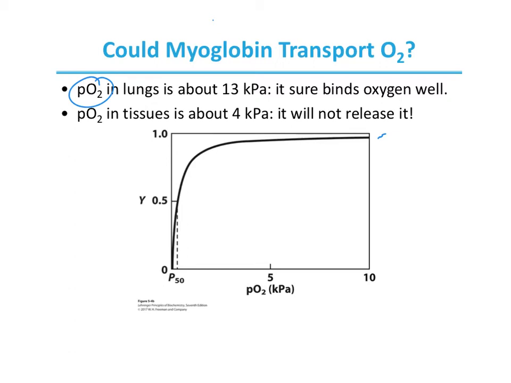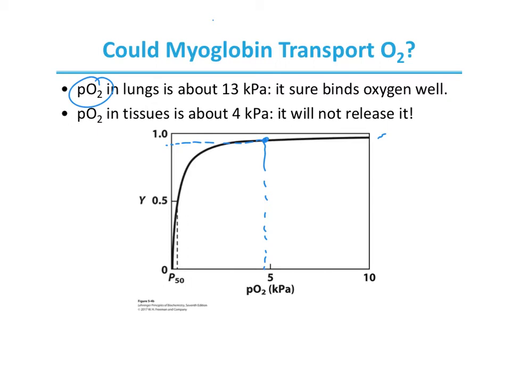Now, the pressure in the tissues is about 4 kilopascals. So if we look at the curve here, that also is at a very high point on the curve, which shows that almost all of the sites available for oxygen to bind will be occupied by oxygen.